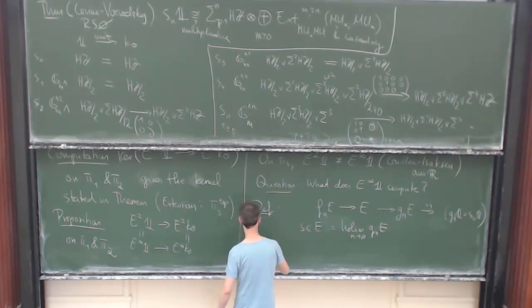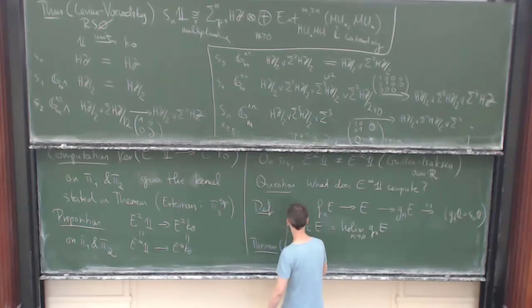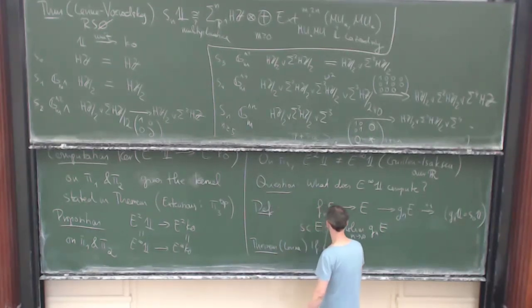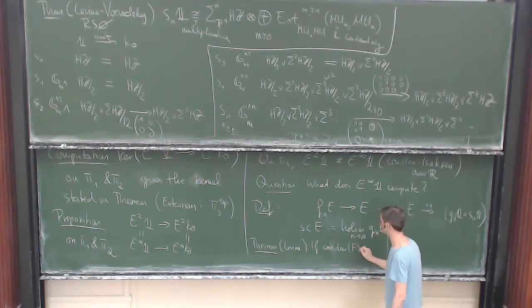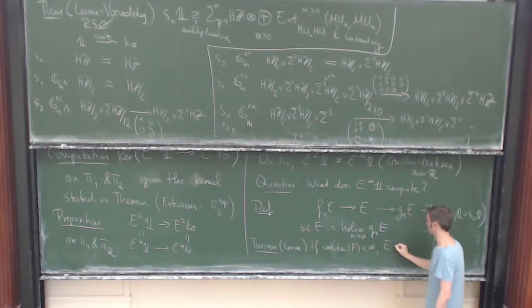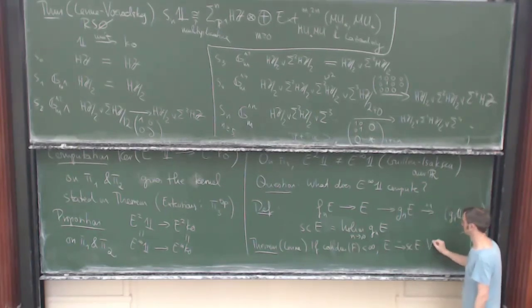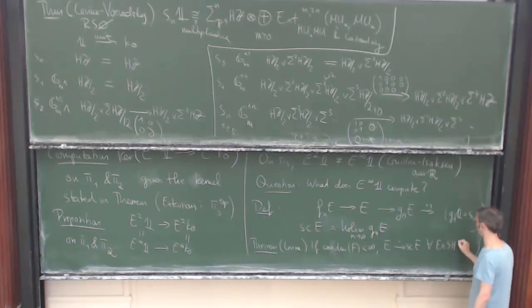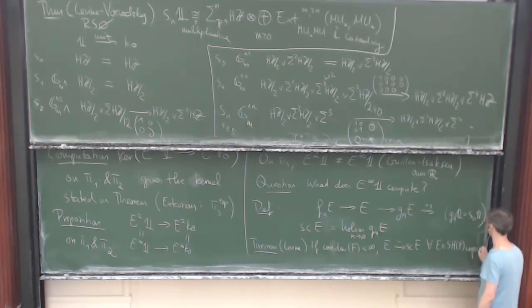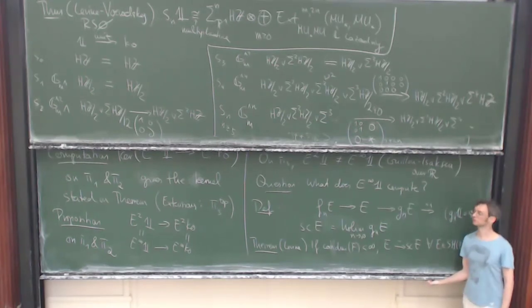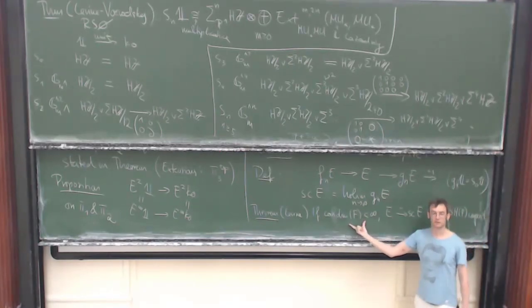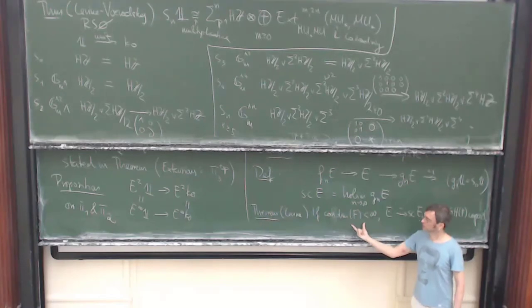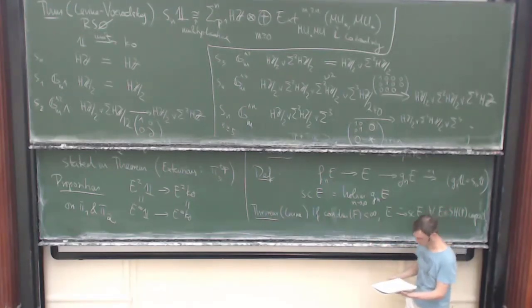Let me just mention two theorems. One is due to Levine. If the cohomological dimension of the base field is finite, then the natural map from E to its slice completion is an equivalence for all compact objects. So this is a very strong convergence statement, but it comes with a price to pay, a restriction on the cohomological dimension, and there are many interesting fields which do not satisfy this.